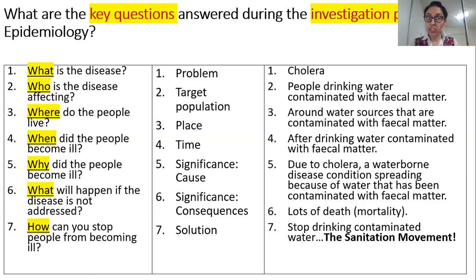So you can answer all of these questions, guys, if you were thinking about COVID for the 2020 example. So think about COVID and try answering all of these questions. This is what an epidemiologist does, which is the investigation process called epidemiology. You're asking what, who, where, when, why, what in terms of consequences, and how. So these are the key questions that an epidemiologist answers. And these are very important. The middle column, which has problem, target population, place, time, significance in terms of causes and consequences, and finally solution. So this is like the entire package of what epidemiology is.